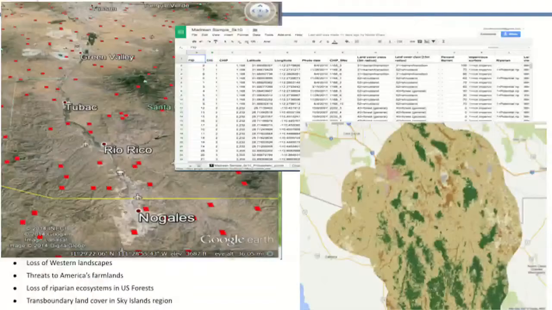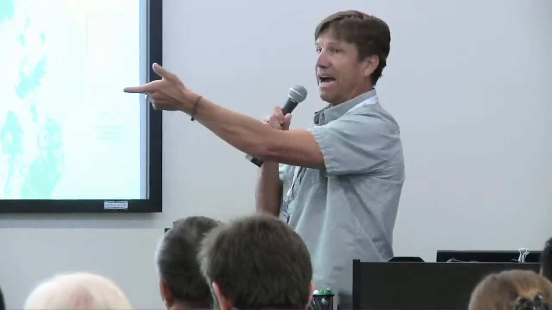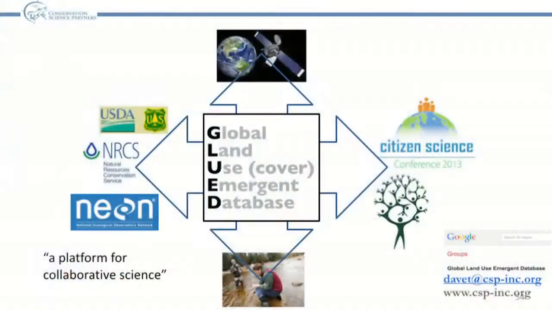We have a bunch of common response variables that we record. This is what it looks like. We're using it for a variety of currently funded projects right now. You see down in the west, farmlands, riparian ecosystems. We've got a process worked out. We're collecting these data in Google Earth and spreadsheets, bringing those data back into it, using it for training data, and also for probability-based sampling. We call this effort GLUED, Global Land Use and Cover Emergent Database, though it didn't fall into my acronym very well.